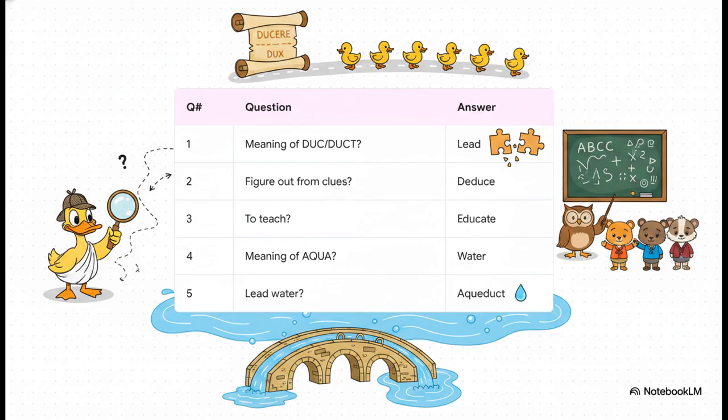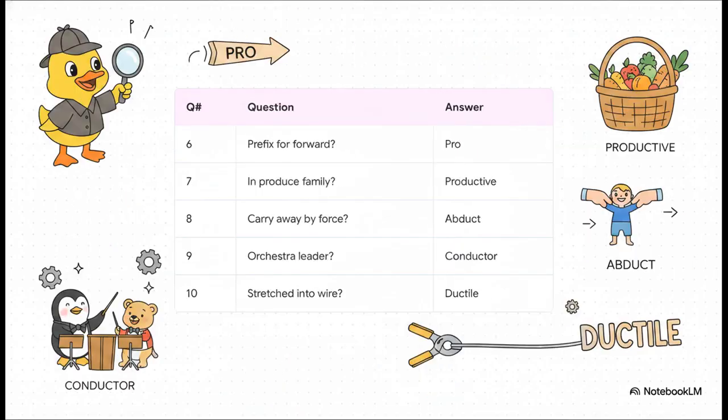That's deduce. Question 3. The word for to teach. Educate. Question 4. What is the meaning of AQA? Water. Question 5. What word literally means lead water? Aqueduct. All right, let's keep this momentum rolling. Question 6. What prefix means forward? Pro. Question 7. Which word belongs to the produce family? Productive. Question 8. To carry away by force. Abduct. Question 9. An orchestra leader? Conductor. And question 10. Able to be stretched into wire? Ductile. Fantastic job recalling those advanced definitions.